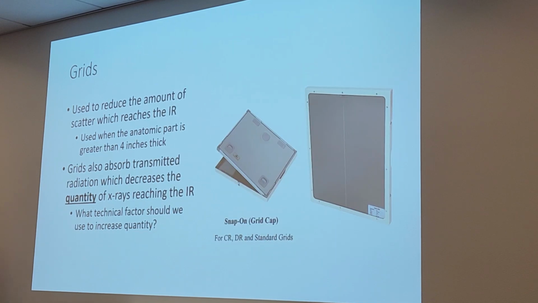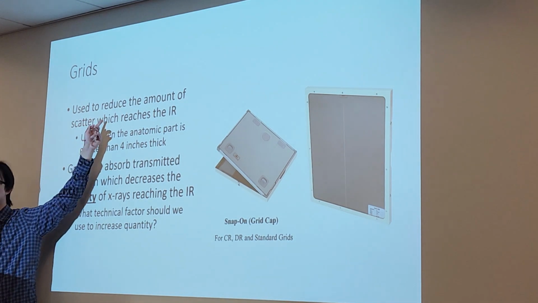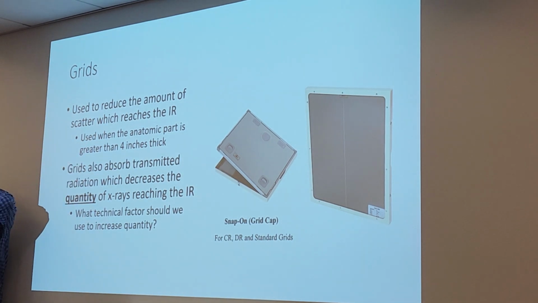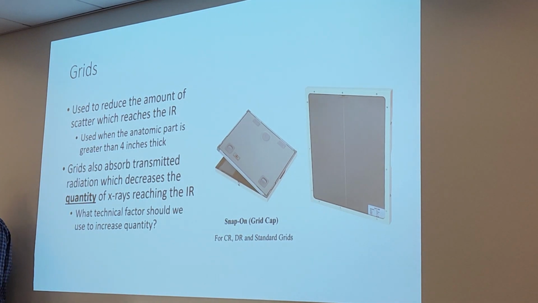Okay, next up, grids. We're not going to go too far into grids this chapter. Grids will be next chapter, I believe. But the purpose of grids is to reduce the scatter which reaches the IR. That's the key word here, reaches the IR. Do grids reduce the amount of scatter produced?